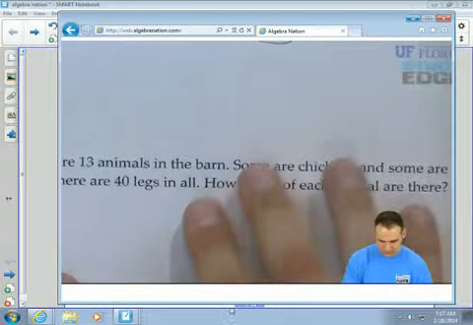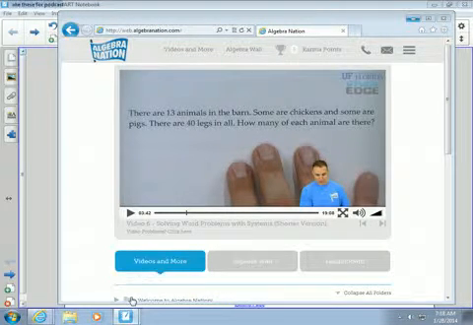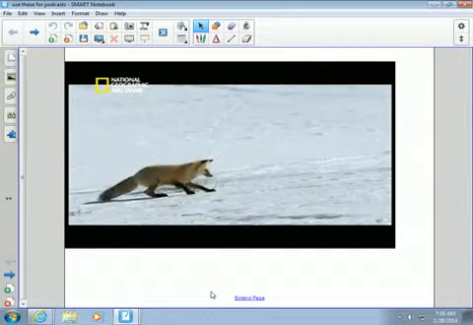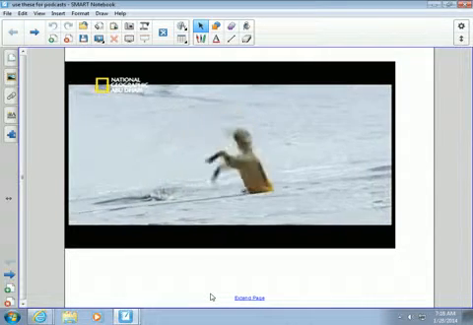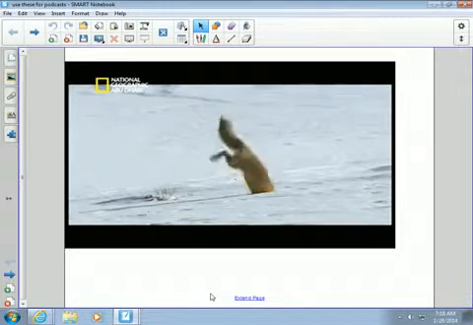There are 13 animals in the barn. Let's take a brain break. Because you don't want to look like this on the EOC. That's not worthy of a $3.99.